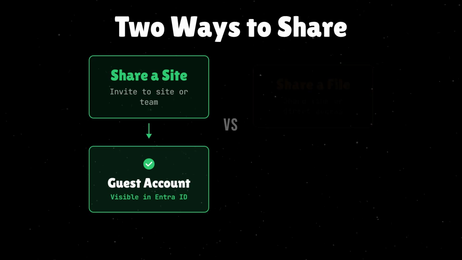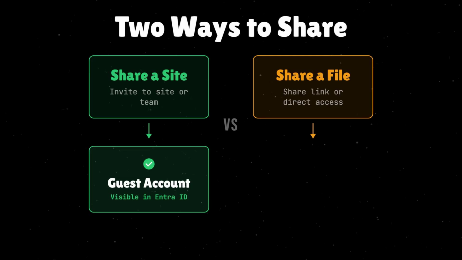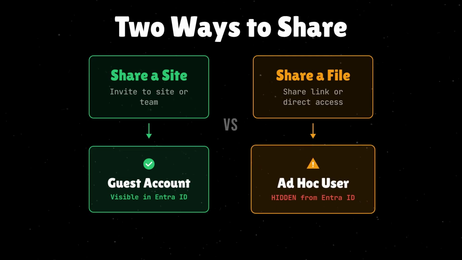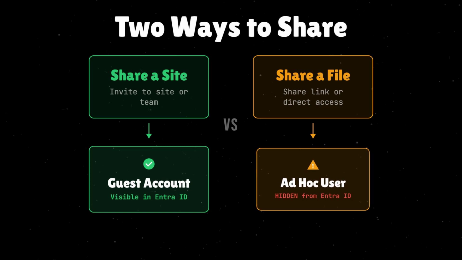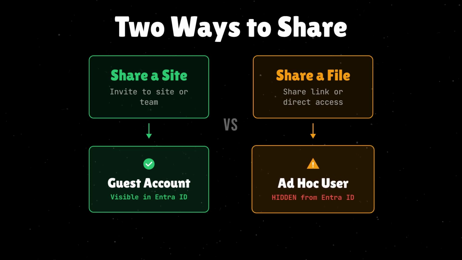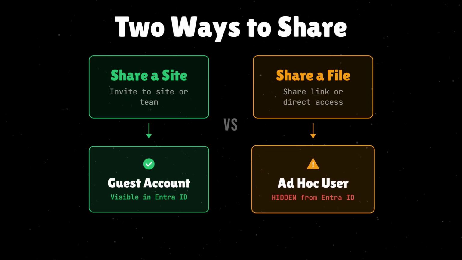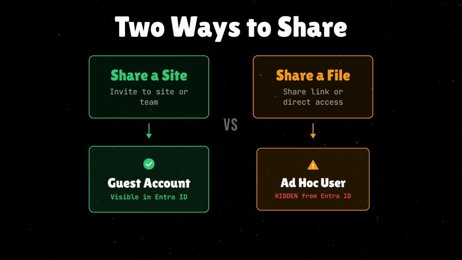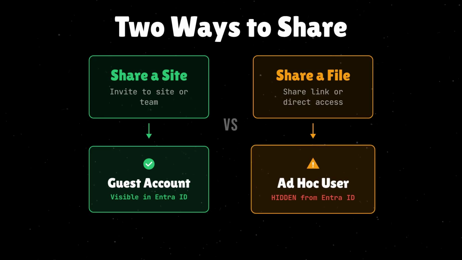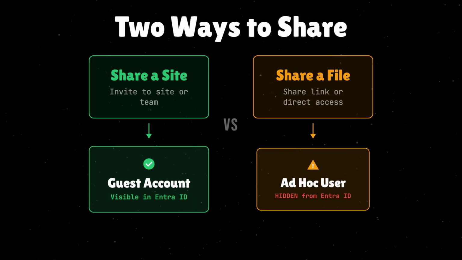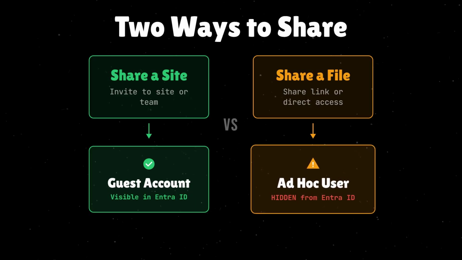But when you share a file or a folder with an external person, something different happens. SharePoint creates what's called an ad hoc external recipient, or sometimes called SharePoint OTP user. This person doesn't get an account in Entra ID. They only exist inside SharePoint, tucked away in a hidden user list. They verify their identity using a one-time password sent to their email. So you end up with two very different types of external users, and most admins only know about one of them. Microsoft did fix it in 2023, but only for the new tenants.